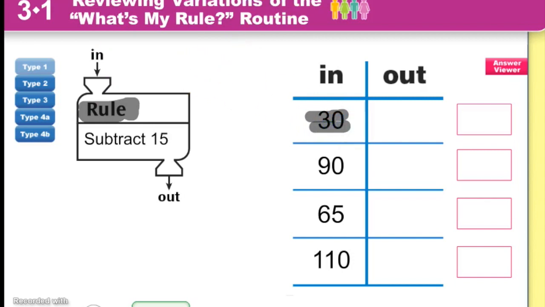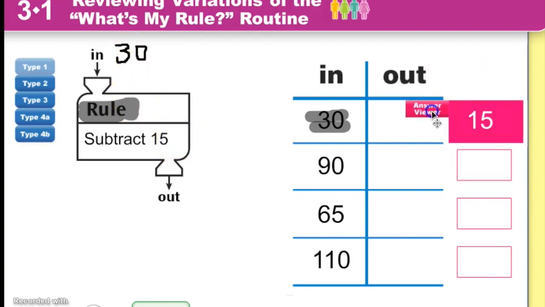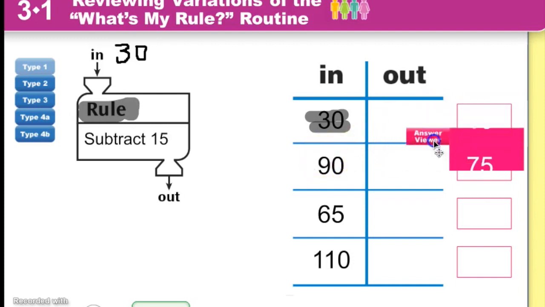So if we put the number 30 into our What's My Rule machine, and then we do the rule, which is to subtract 15, when it comes out, what should the number be? Well, if I know 30 minus 15, the difference between those two is 15. So in my outbox is going to be 15. And if I go ahead and do 90 minus 15, that'll bring me my outbox to 75.